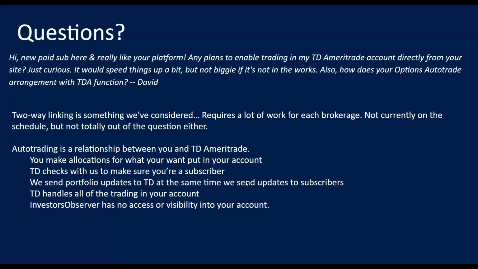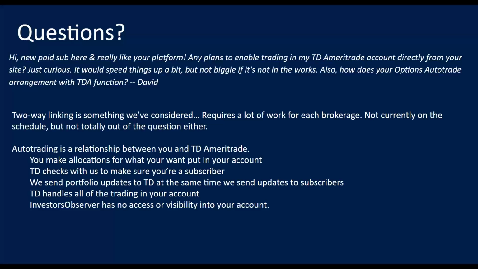All right, so David said he's a new subscriber, and he asked, do we have plans to enable trading directly on TD from our site? That's the thing we've looked at. It requires a lot of work for every brokerage, though. It's not really currently on the schedule, but it's not totally out of the question.